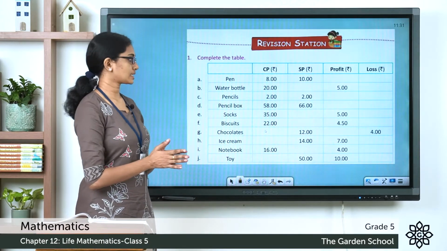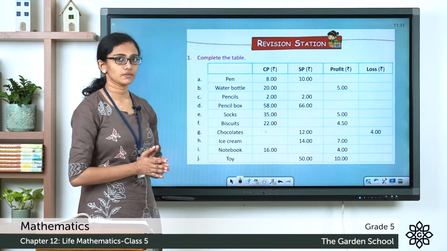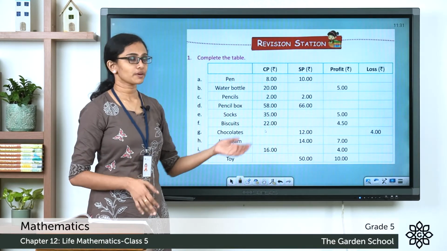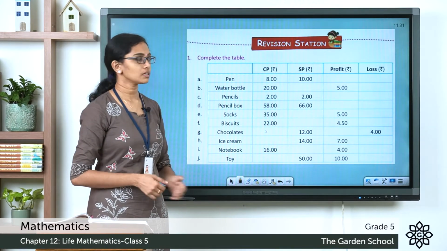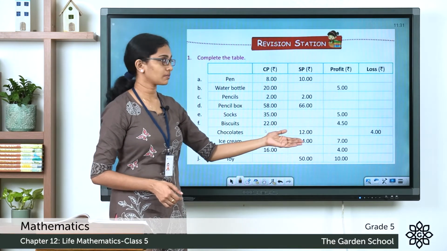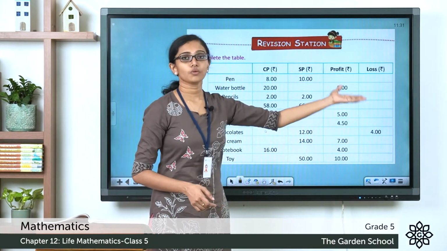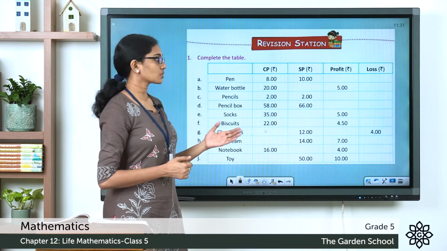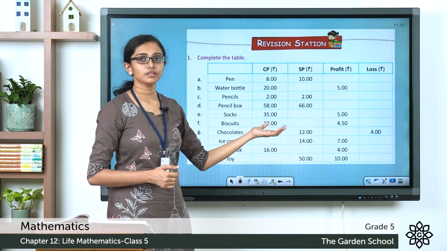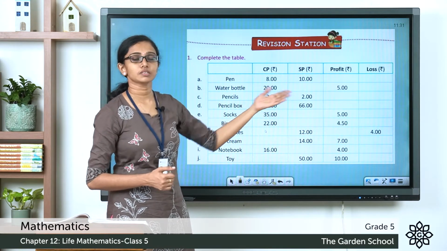So here you can see a table. A few items are given on the extreme left. The cost price of a few items are given. The selling price of a few items are given. Then the profit and loss of a few items are given. So you have to complete the table by finding out the missing details.